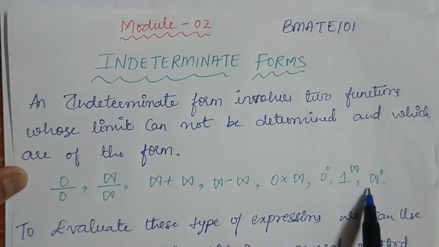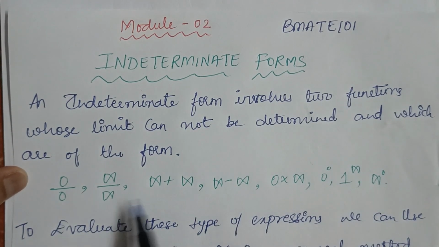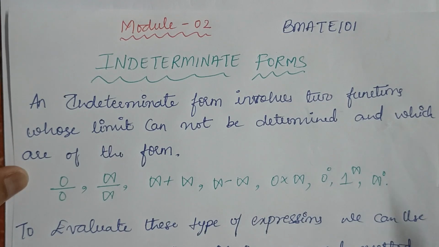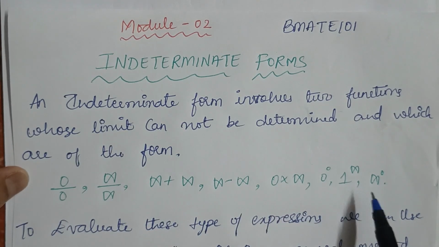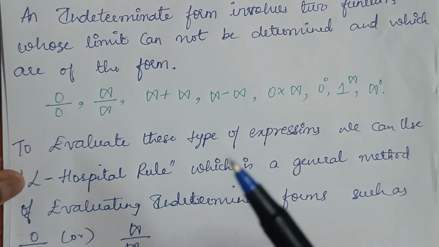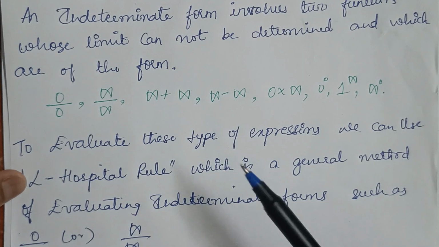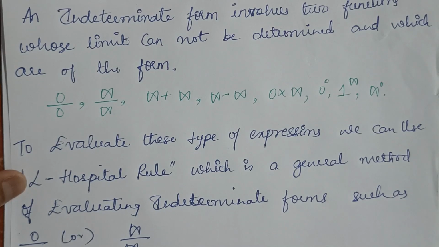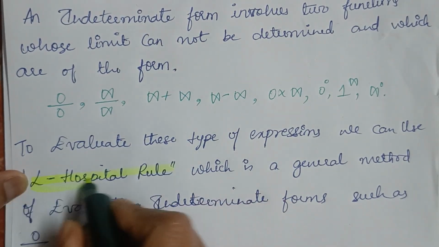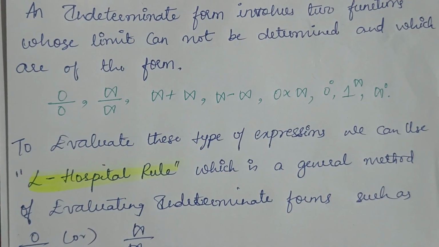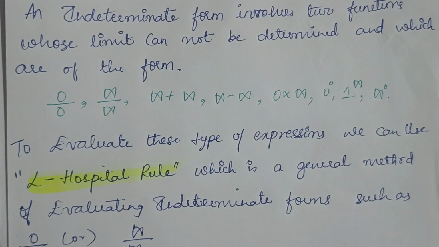You are already aware of these forms in your previous classes, previous courses. So 0 by 0 is an indeterminate value. Infinity by infinity is an indeterminate value. Infinity plus infinity is an indeterminate value. So all the examples I have mentioned here are indeterminate values, okay? So we have something called L'Hospital rule to evaluate these types of expressions. If you know this already, well and good. If you don't know, then I'm going to make sure that you understand what L'Hospital rule is.